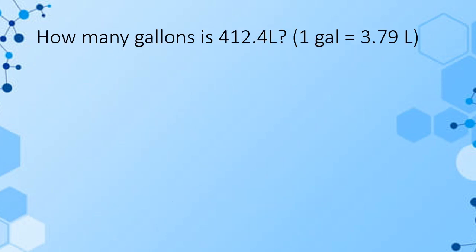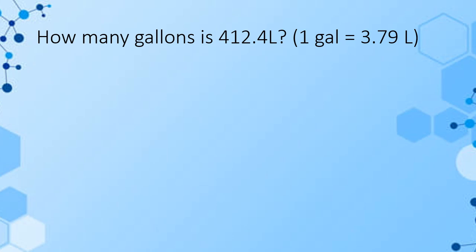Here we have our next example. How many gallons are in 412.4 liters? And they give us the conversion factor. 1 gallon equals 3.79 liters. So again, let's go ahead and set up our conversion factor so that we can have a set of factors to choose from.